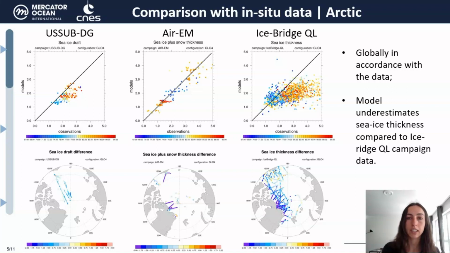To summarize, the comparison with the in-situ data highlights the same characteristics of the model that we noticed when comparing to the satellite data. The model sea ice is in agreement with the observations, but it is too thin in the north of Canada and Greenland.